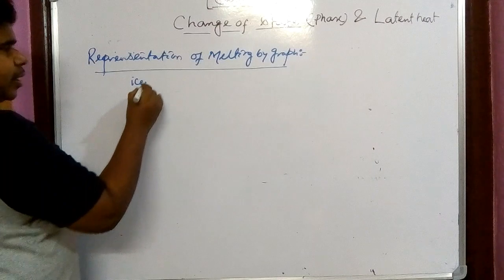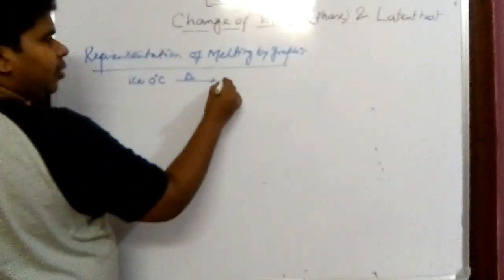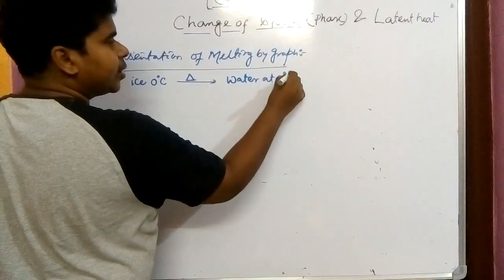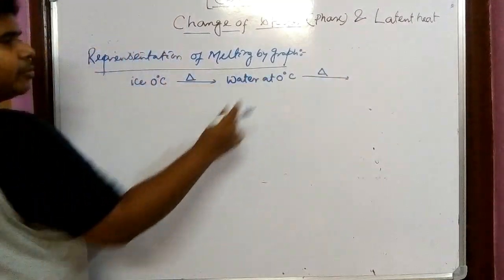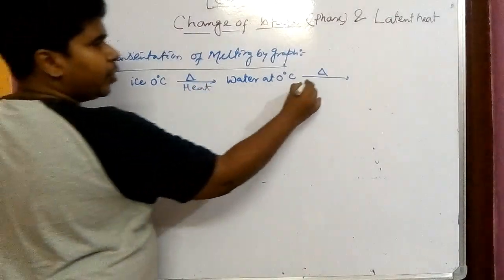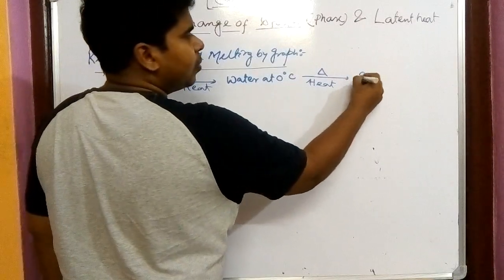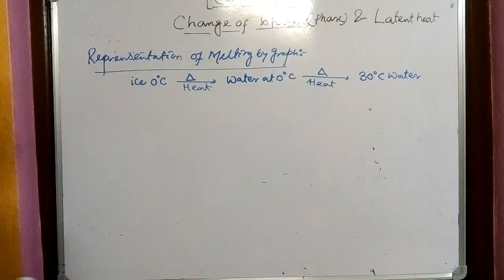So ice is there at 0 degree centigrade. You are giving heat energy to it, and after some time it is converted into water at 0 degree centigrade. This triangle represents heat. If you give heat again to water at 0 degree centigrade, it becomes, assume, water at 30 degree centigrade. So if you want to show it graphically, how do we show it?